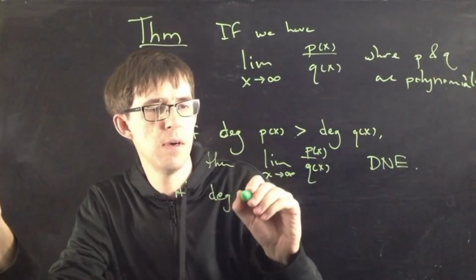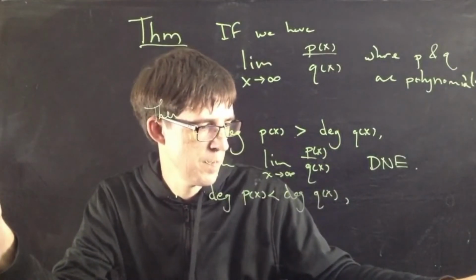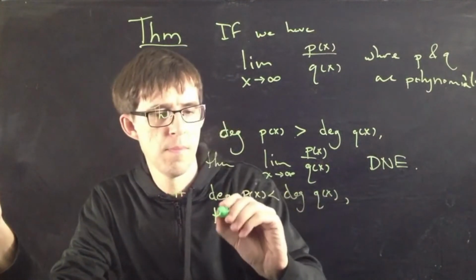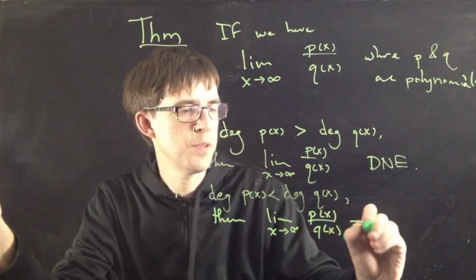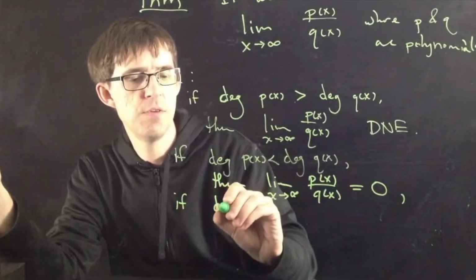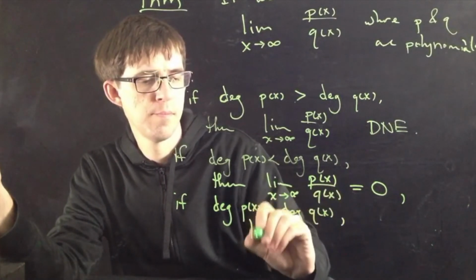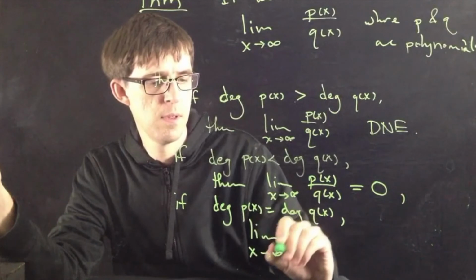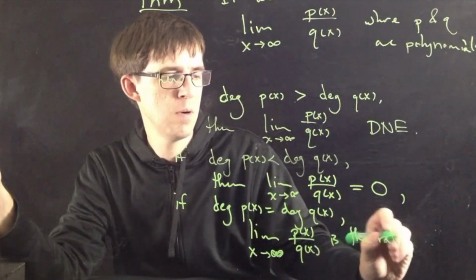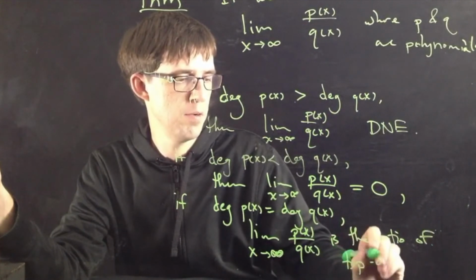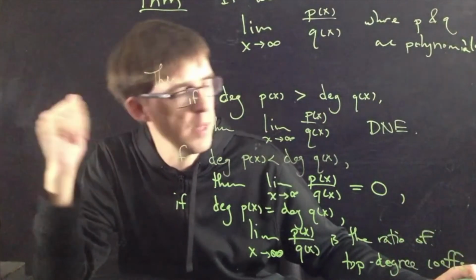If the degree of p of x is less than the degree of q of x, then this limit equals 0, and if the degrees are equal, then the limit as x goes to infinity of p of x over q of x is the ratio of the top degree coefficients. You take the coefficient on the top and you divide it by the coefficient on the bottom.